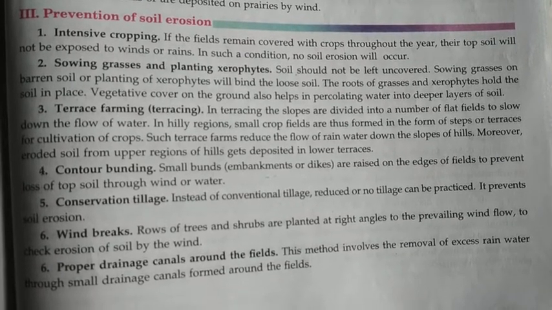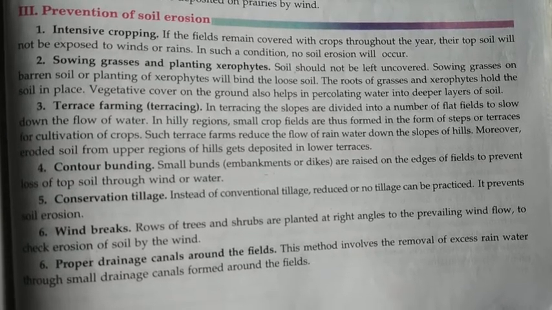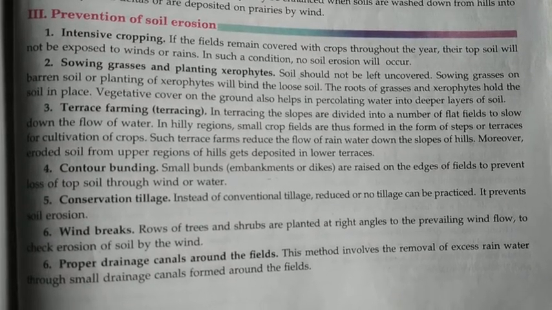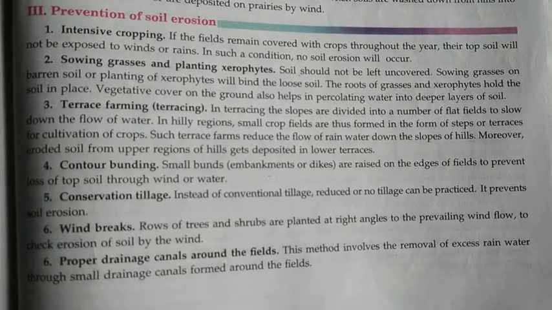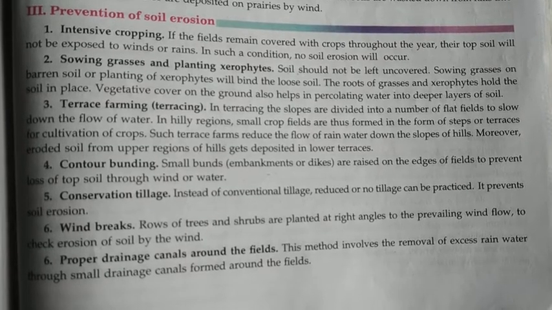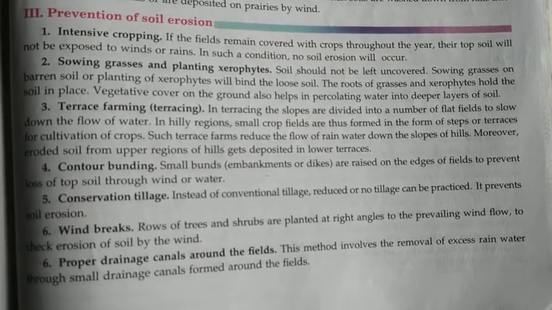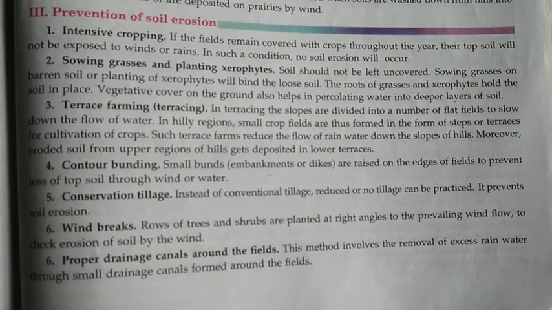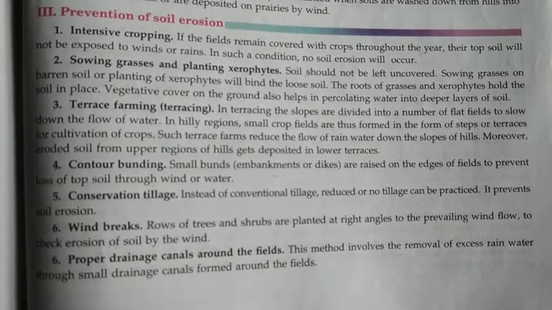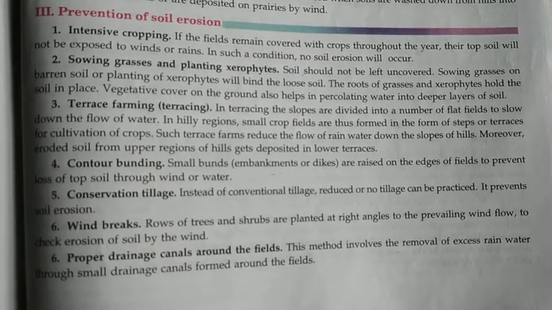Next is sowing grasses and planting xerophytes. Here soil should not be left uncovered. Sowing grasses on the barren soil or planting xerophytes will bind the loose soil. The roots of the grass and xerophytes hold the soil in place. Vegetative cover on the ground also helps the percolation of water into the deeper layers of the soil. The plants and grass hold the flow of water and help in percolation, which will help in increasing the groundwater level.